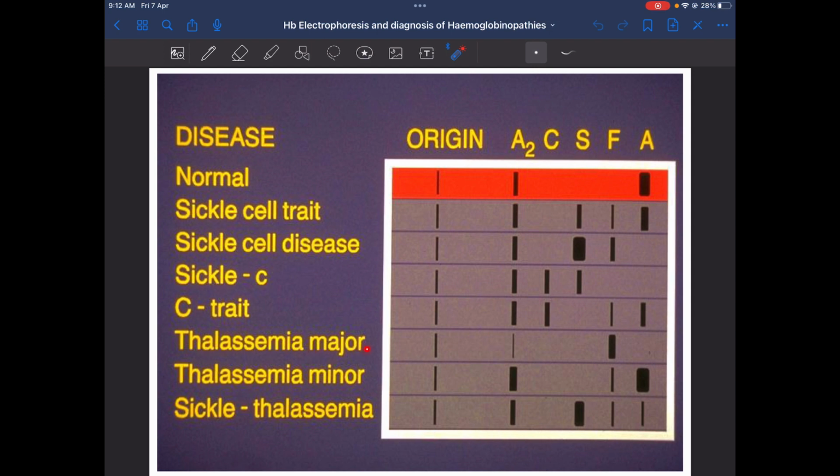Thalassemia major is where most of it is actually F. Remember how we talked about the compensatory increase, overproduction? That's pretty much it. And then thalassemia minor, most of it is A2 and A. You have A as well, but for major there was no A. You don't have anything that's normal for major. And then we have sickle thalassemia.